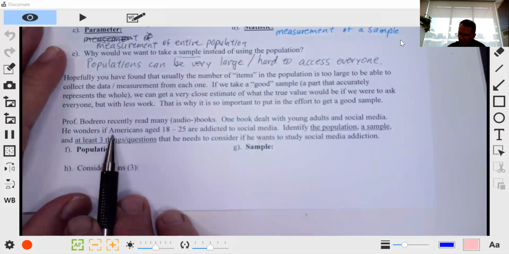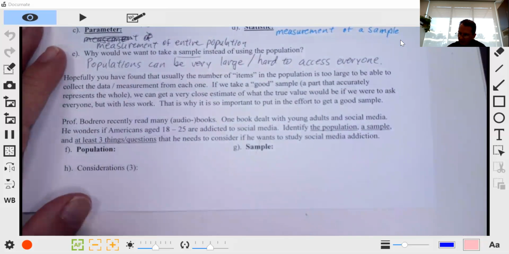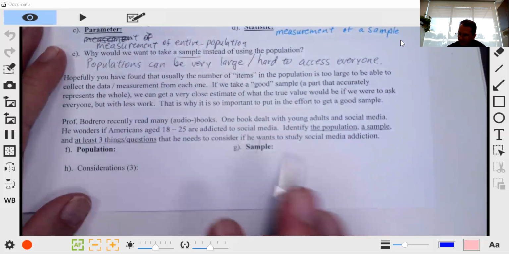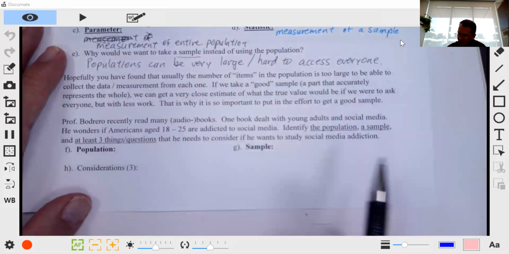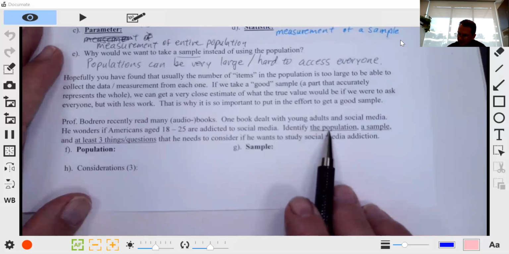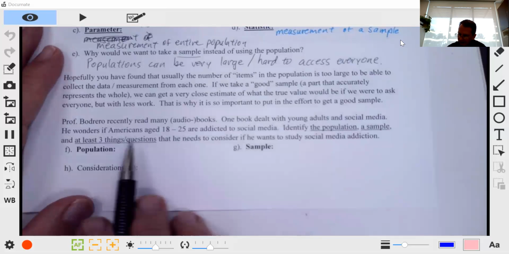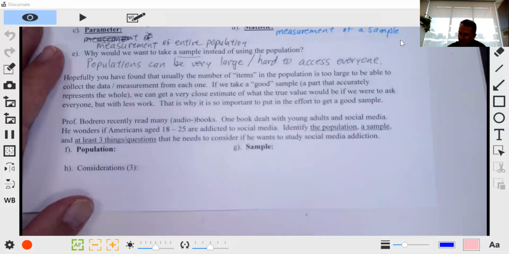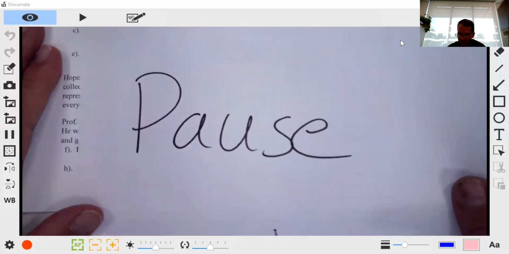So if I wonder if Americans aged 18 to 25 are addicted to social media, what would I do? How would I apply what we've learned here? Let's identify the population, a sample, and at least 3 things or questions that we need to consider if we were to study social media addiction. So let me have you pause for just a second, see if you can fill those out, and then we'll talk back together here in just a minute.